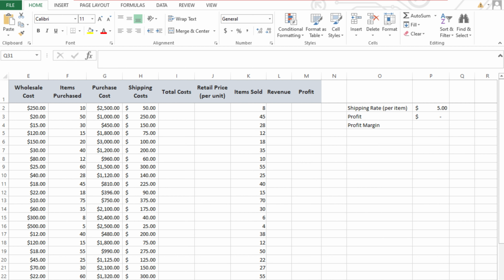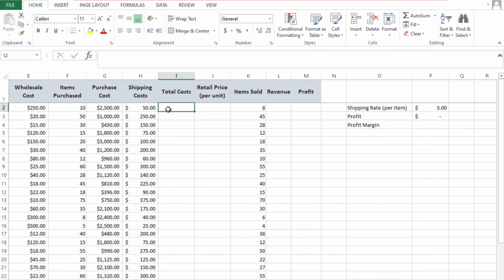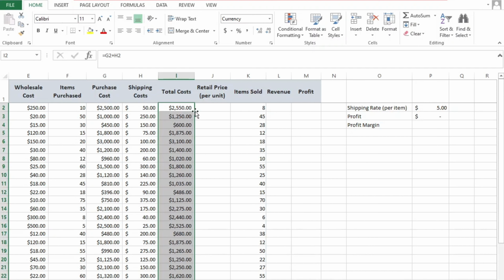Our journey continues with the total cost calculations. It combines the purchase cost in column G and shipping cost in column H for each product. In column I, let's use the formula =G2+H2 to merge our discovered purchase cost and shipping cost, and we will drag down from the bottom right corner of the cell to apply the formula to the other rows.